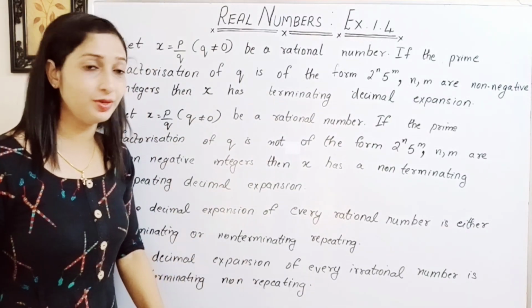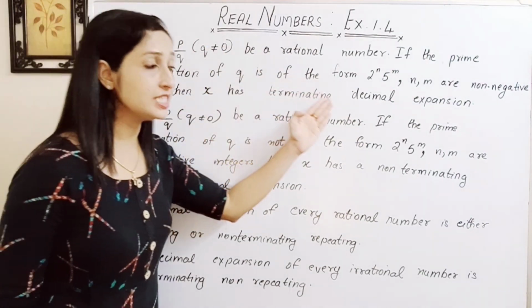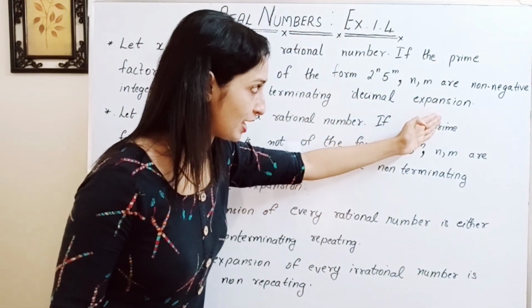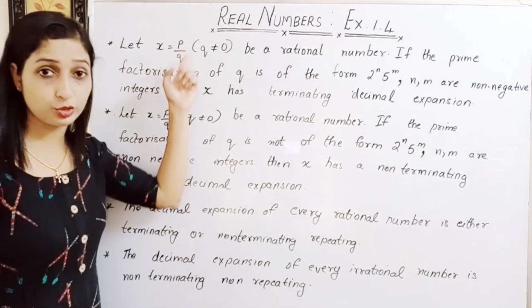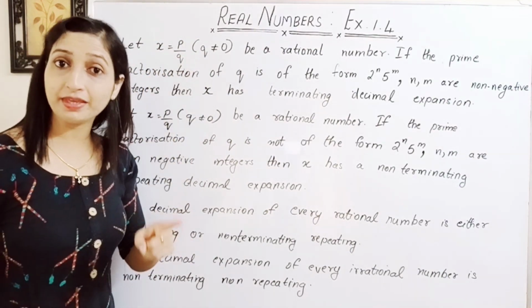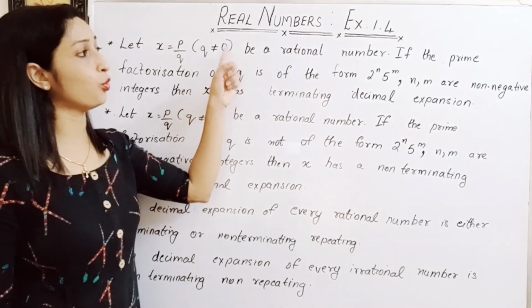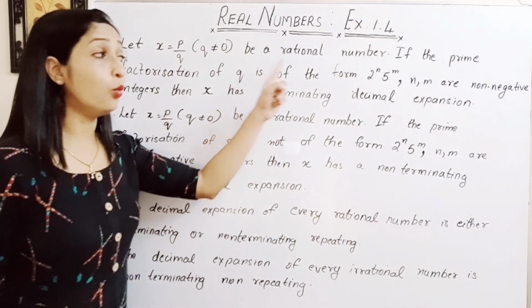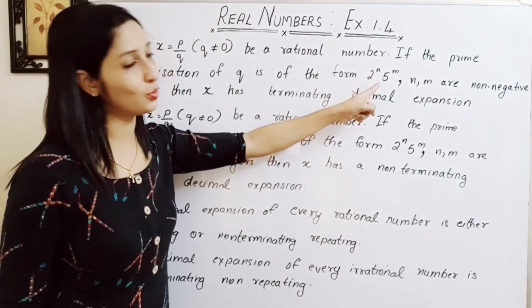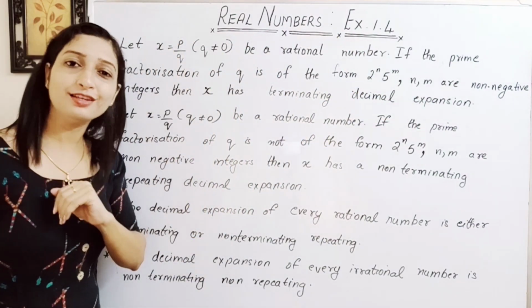What will the converse be? If x is a rational number having a terminating decimal expansion, then x can be written of the form x is equal to p by q, where p and q are coprime and q not equal to 0, and the prime factorization of q will be of the form 2 raised to n into 5 raised to m, where n and m are non-negative integers.